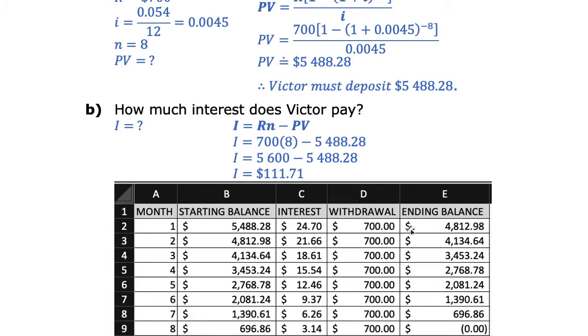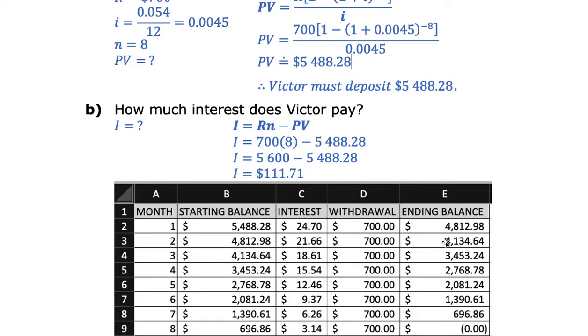So the starting balance of the next period is the same as the ending balance of the previous. And the interest, we'll use that same value, 0.0045 times the amount at the beginning, the starting balance. Notice that the total interest that's being earned at this point is less. And the reason why is because there's less money in the account overall. We withdrew $700, so our total went down. And therefore, there's less money accumulating interest over time.